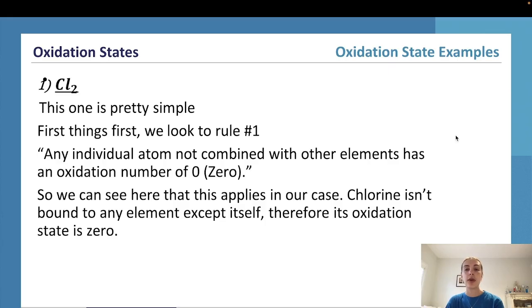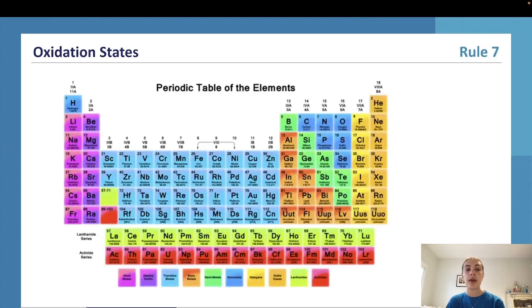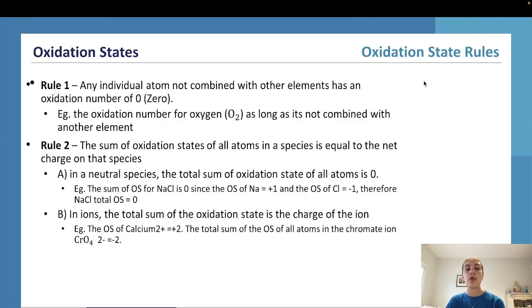So we're just going to go through a few examples of these. Our first one here is quite simple. The first thing we're going to do is look at rule number 1, which tells us that any individual atom not combined with other elements will have an oxidation number of 0. And remembering our example was O2, that's purely made up of oxygen, no other elements in there. Despite it being 2 oxygen atoms, it's still only made up of oxygen.